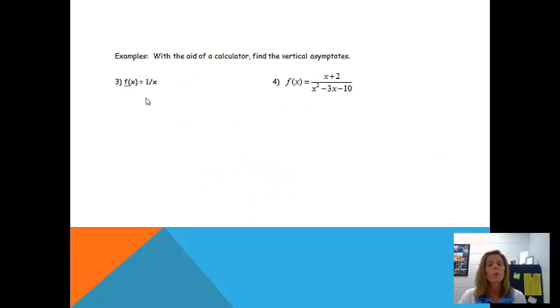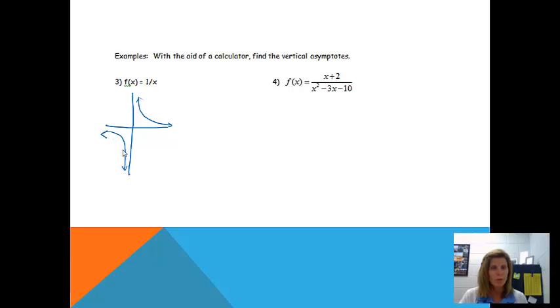This one says, with the aid of a calculator, find the vertical asymptote. So we actually are going to go ahead and graph this, and if we graph it, we are going to have the picture 1 over x if you want to use your calculator. Hopefully you just know what this function looks like. So we have 1 over x, which looks like this.